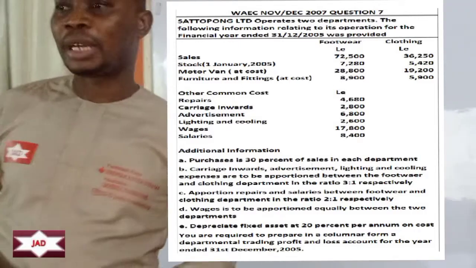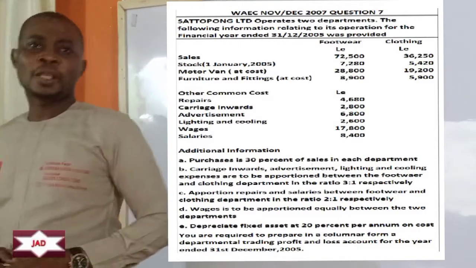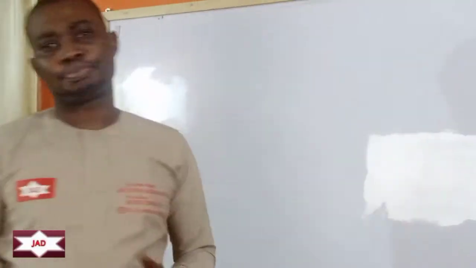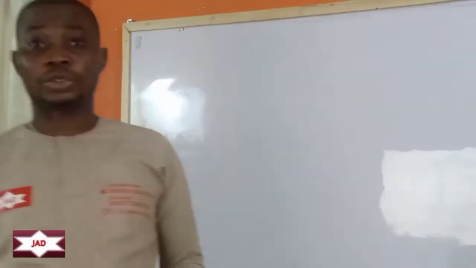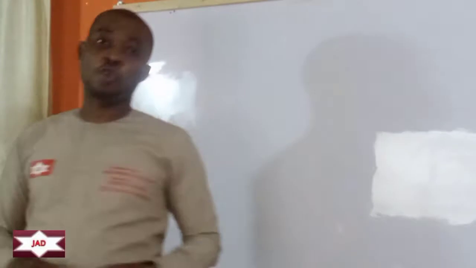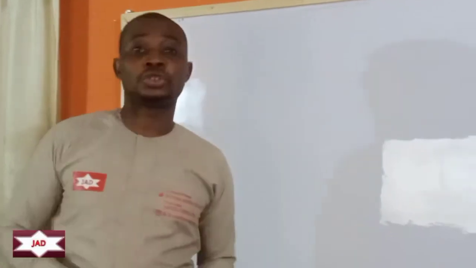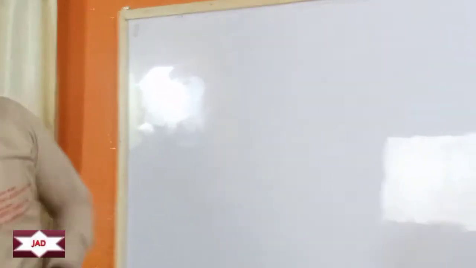You're required to prepare in a columnar form a departmental trading profit and loss account for the year ended 31st December 2005. So this is your normal trading profit and loss account, but in this case we're doing it for departments. There's a class on jadosconsulting.com for departmental account, so you can visit jadosconsulting.com to take the full class covering departmental account.